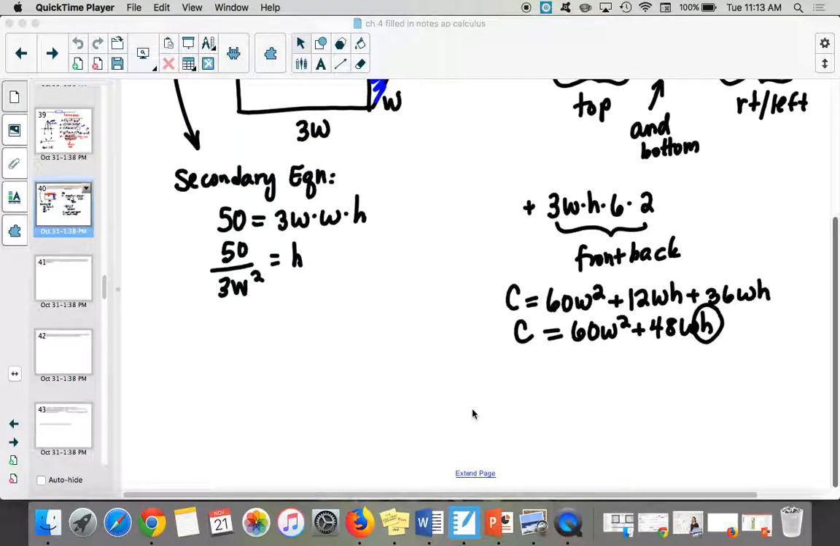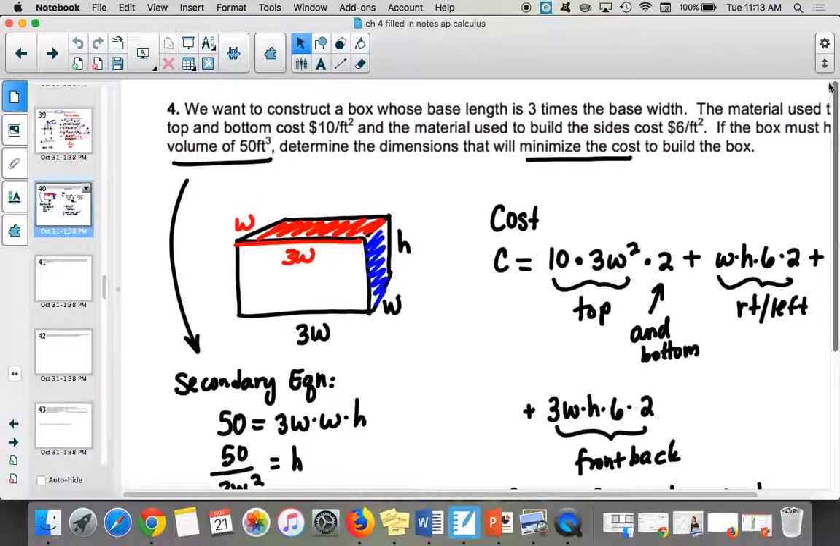Time a little bit, and we left off on the cost one. So we were trying to minimize the cost of constructing a box whose base length is 3 times the width. The top of the box is more expensive, so the top and the bottom cost $10 per square foot, and the front, back, right, and left cost only $6 per square foot. Okay, so we had set up our equation.